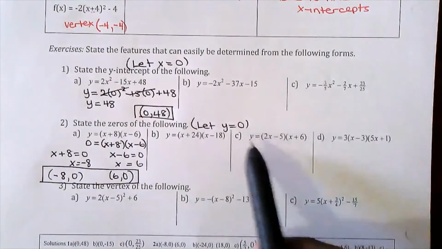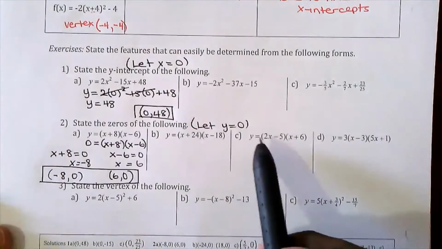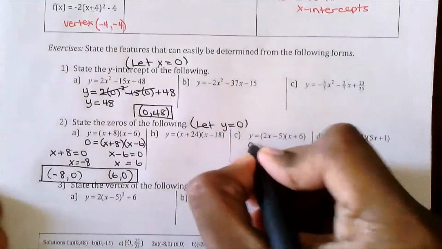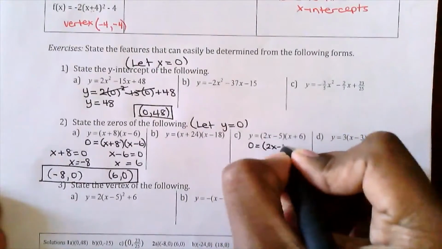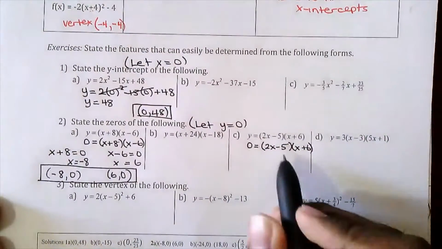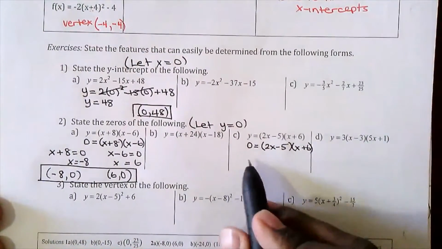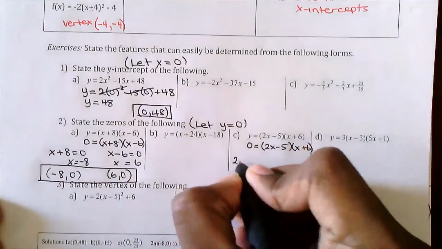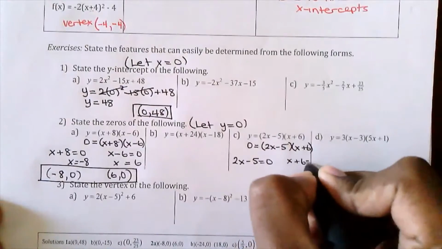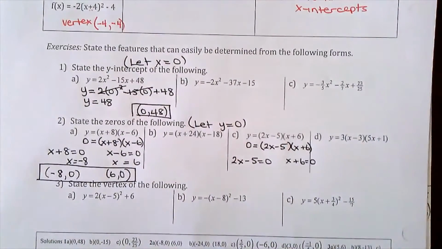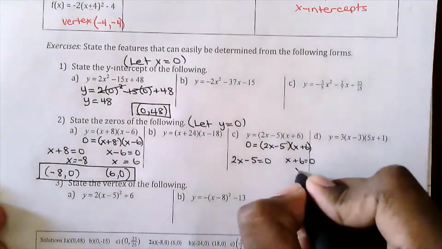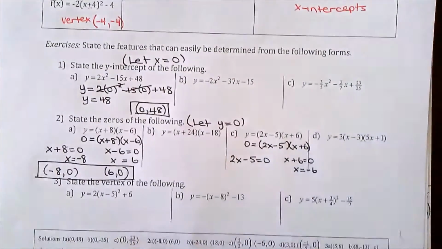But let's take a look at this example. We're going to follow the same process. So to find the zeros, we let y equal 0. So 0 is equal to (2x - 5)(x + 6). Because I have two factors and they equal 0, I set each factor to 0. So 2x - 5 is equal to 0, and x + 6 is equal to 0. Now I isolate for the x. This one is quite easy. I just move the positive 6 over to give me x is equal to -6.